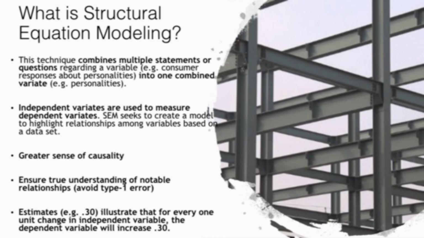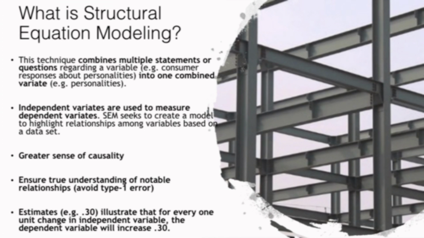So what is structural equation modeling? This method combines multiple statements or questions regarding a variable, could be consumer responses about personalities, into one combined variate. Or in our brand personality example, we had that liberal, intelligent, environmental, sophisticated factor loading that was produced from the factor analysis. Independent variates are used to measure dependent variates. So structural equation modeling seeks to create a model to highlight relationships among variables based on a data set.